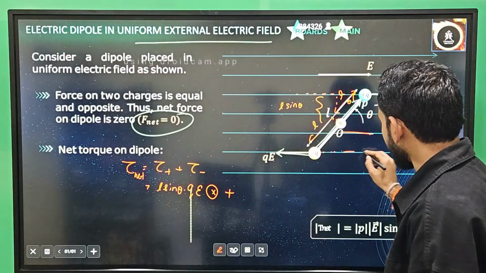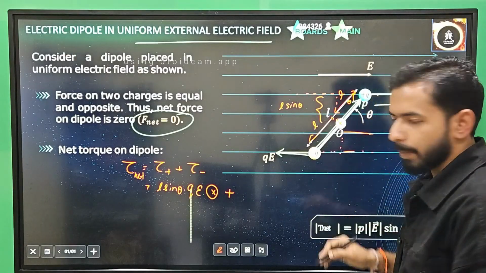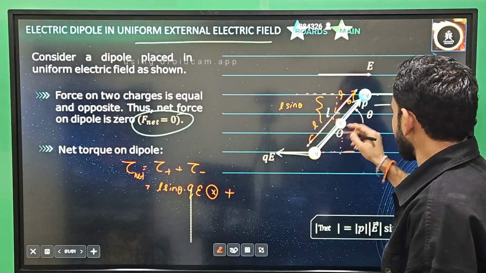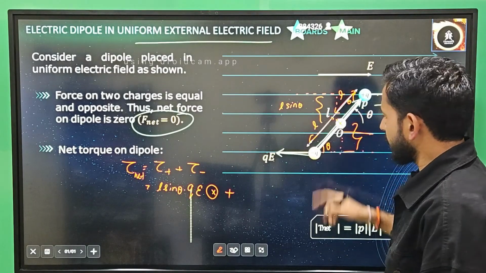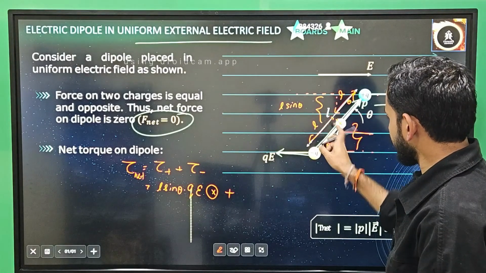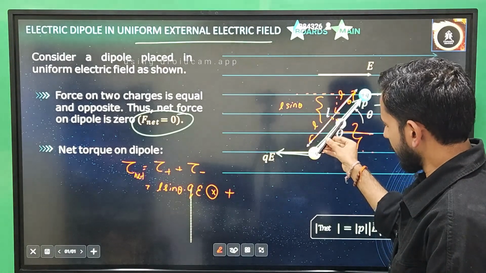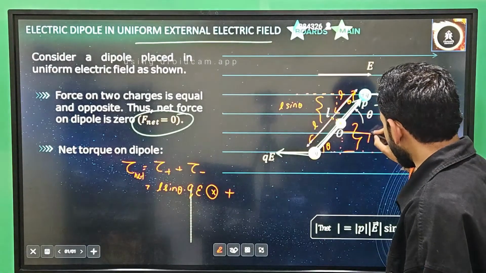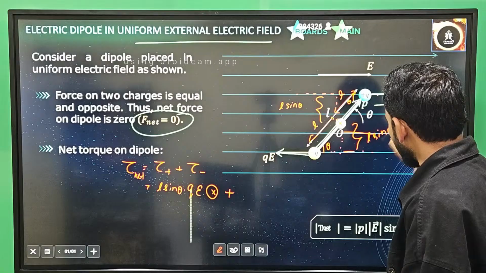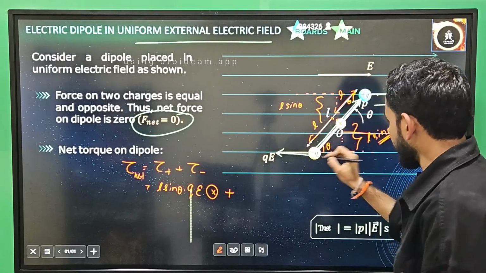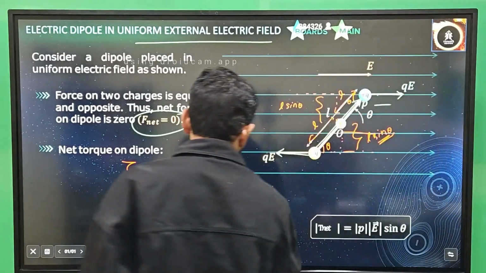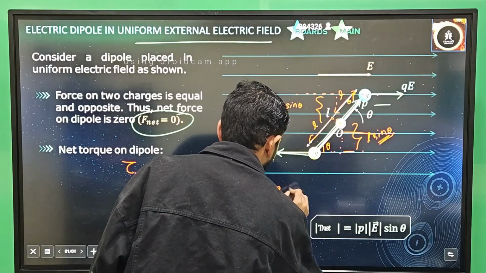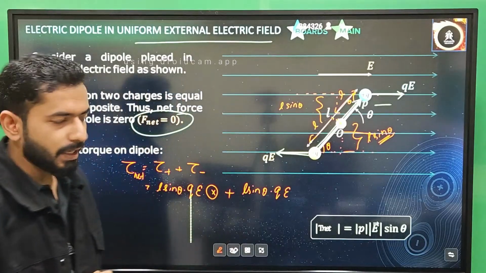Now what are the two things that are required for torque? Line of action of force, and the perpendicular distance to that line of action of force. Now if this angle is theta, can I say this angle is also theta? This is L. What do you write for this horizontal distance? This will be L cos theta. This perpendicular distance, again L sin theta. That means R cross F is nothing but L sin theta into force, that is Q into E.